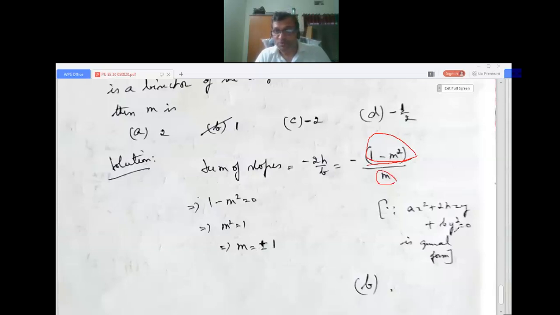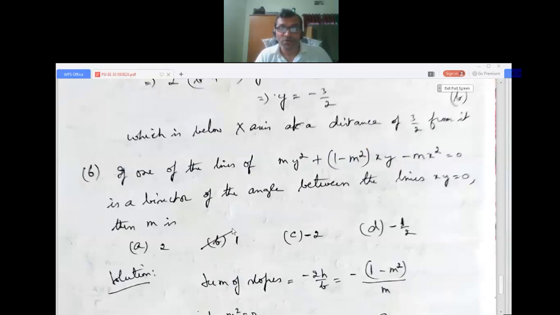If ax squared plus 2hxy plus by squared equals 0 is the general form of the equation, a is the coefficient of x squared, b is the coefficient of y squared, 2h is the coefficient of xy. So 1 minus m squared equals 0. So m squared equals 1, m is equal to plus or minus 1. Here minus 1 is not there, only plus 1 is there. So option B. I hope you followed.